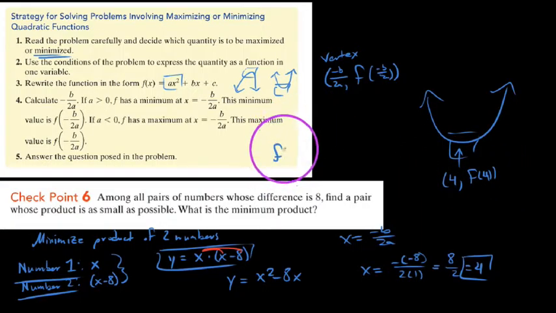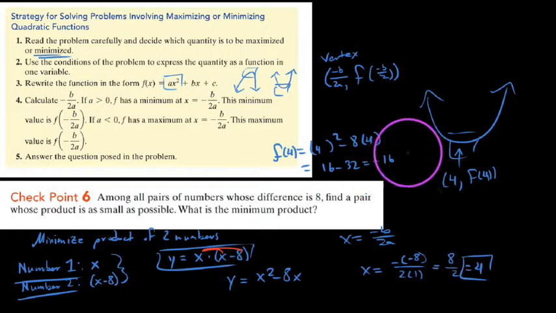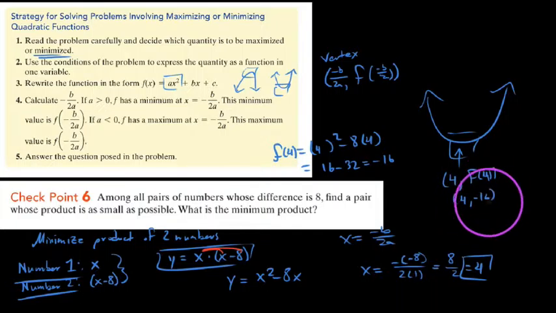So we say f of 4 in this case is going to be, well, we have x squared minus 8x. So we'd say 4 squared minus 8 times 4, which is 16 minus 32, which is negative 16. So we would say negative 16. And yeah, it seems that I have my math correct here. We say 4 comma negative 16 would be this right here.